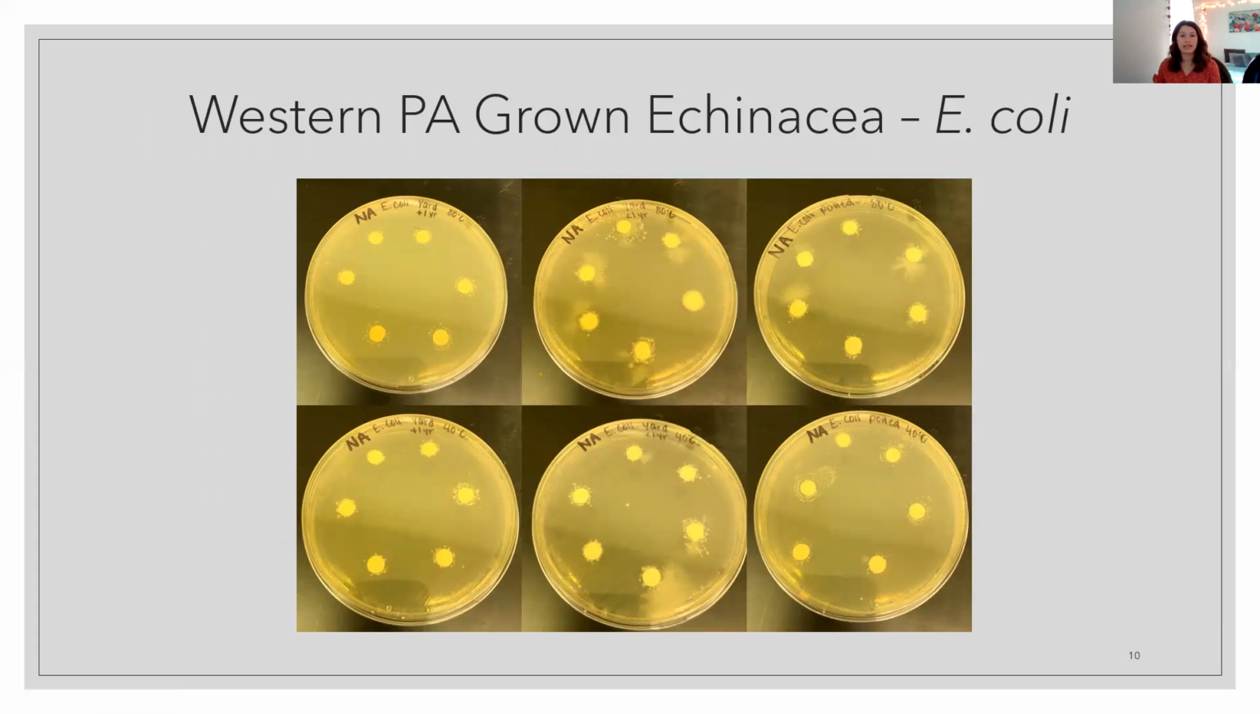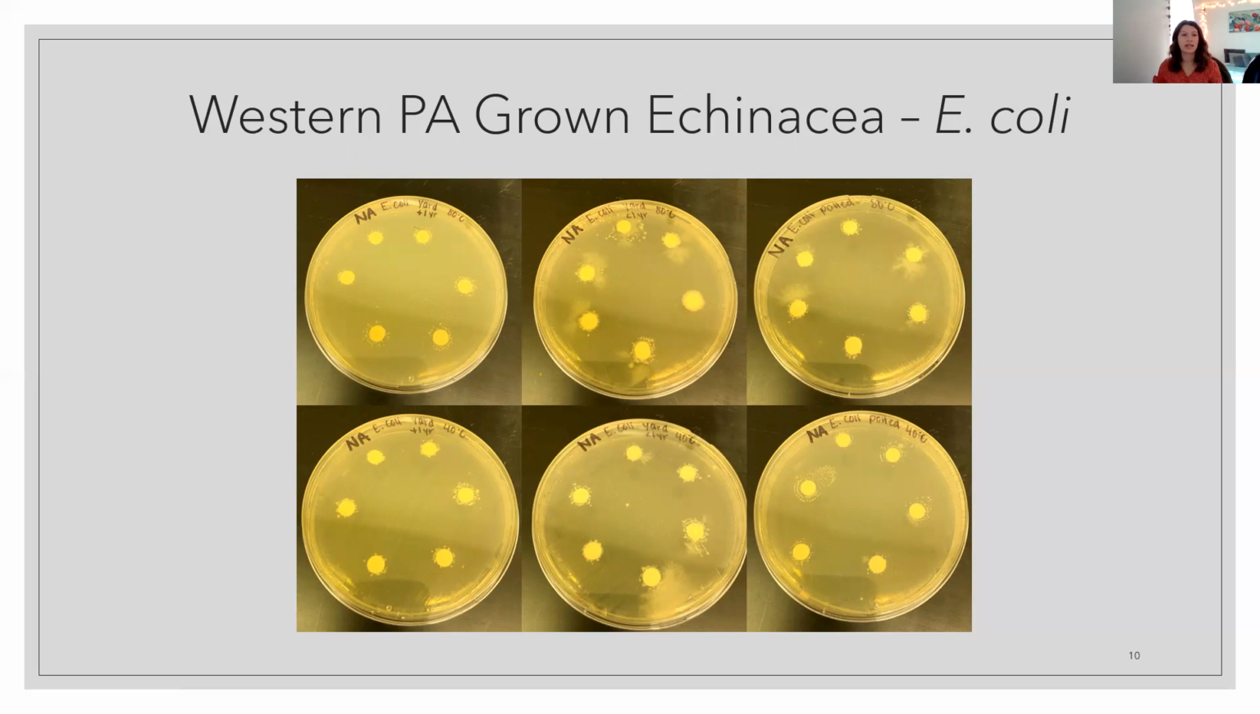So what we ended up seeing, here's our first set of results. This is the Western Pennsylvania grown Echinacea that was tested against the Escherichia coli. Interestingly, what we see here is that there is growth densely surrounding the discs.